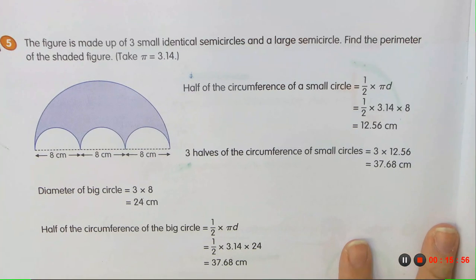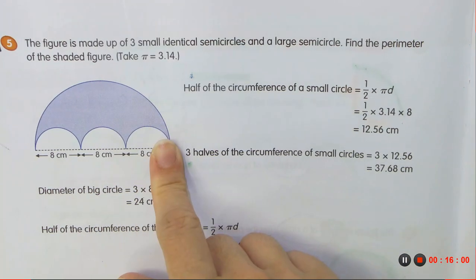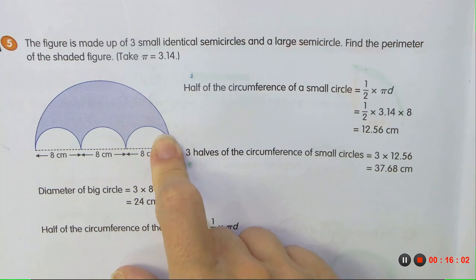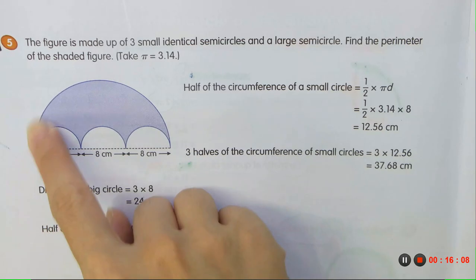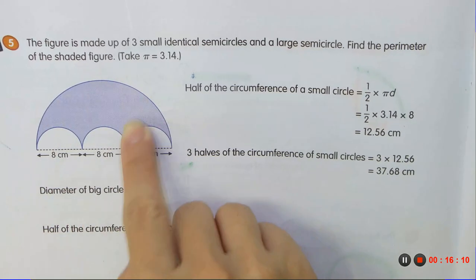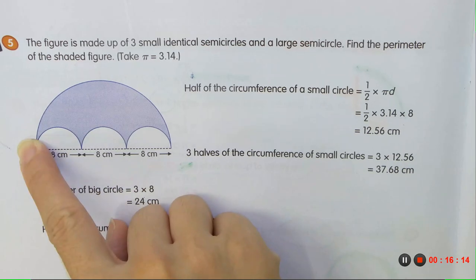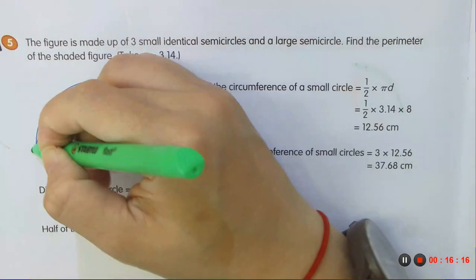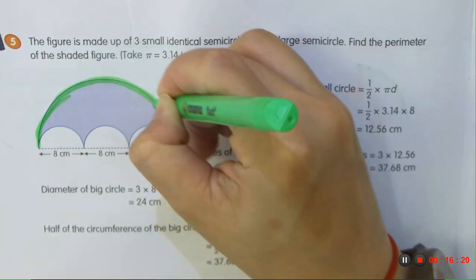The figure is made up of 3 identical semicircles and a large semicircle. And I ask you to find the perimeter of the shaded figure. First, trace it with your finger. That's the reason why I asked you to try to copy the figure just now, to take note of what you are actually having in your head as you visualize the shape.